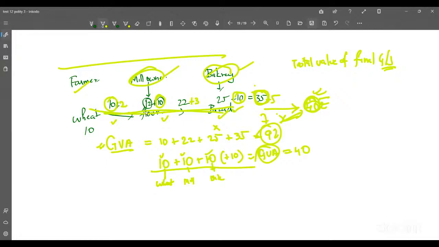Then in GDP, I will only get the value. I will not get sector wise value. But in GVA, I will get a sector wise value. That is what you have to keep in mind. That's what the difference is. But calculating GVA is difficult.